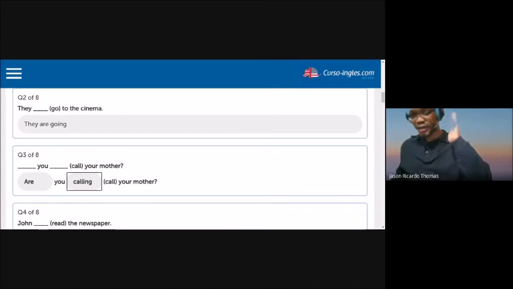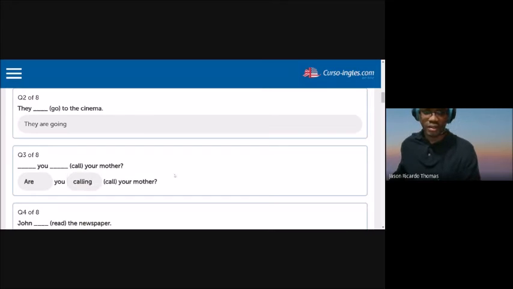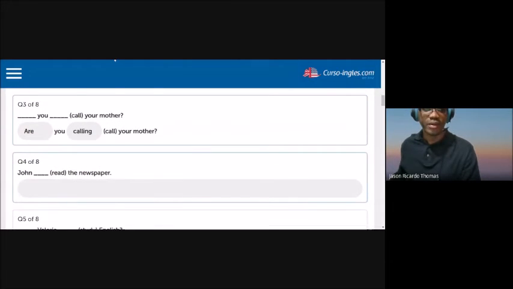Good. So we need our helping verb, or we can even have a question word, then the helping verb, the subject of the sentence, then the ing. All right, guys, let's keep it going.